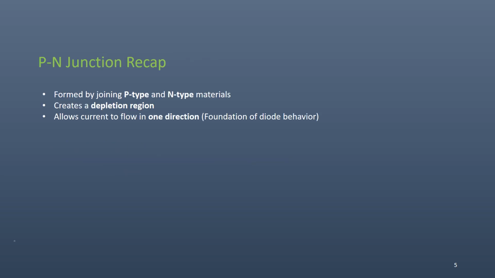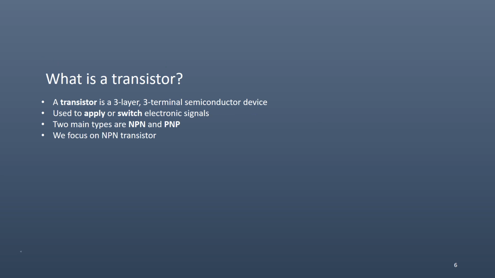PN junction, formed by joining P-type and N-type materials, creates a depletion region, allows current to flow in one direction, and is the foundation of diode behavior.